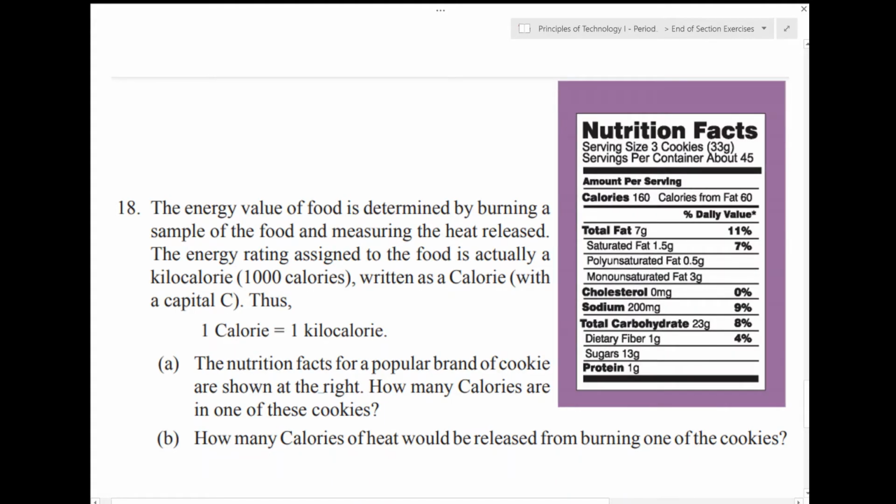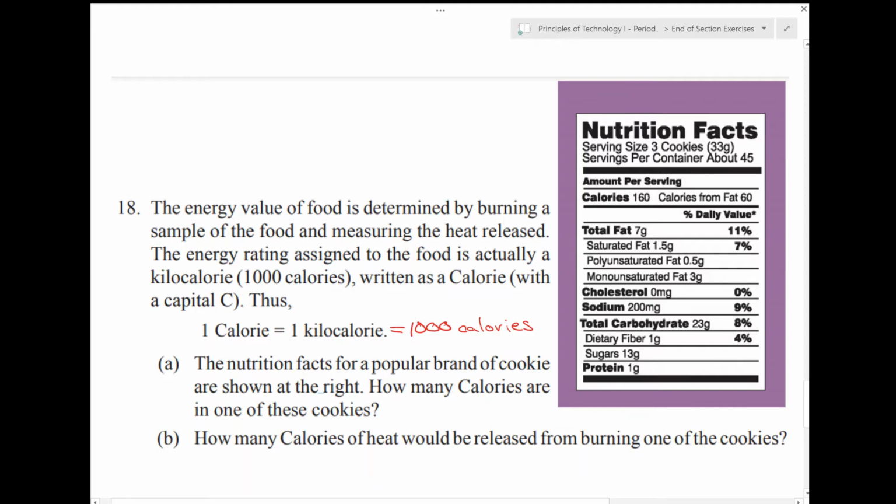Number 18. The energy value of food is determined by burning a sample of the food and measuring the heat released. The energy rating assigned to the food is actually a kilocalorie, which is 1,000 calories, written as calorie with a capital C. Thus, 1 kilocalorie is equal to 1 calorie with a capital C, which is equal to 1,000 calories with a lowercase c.